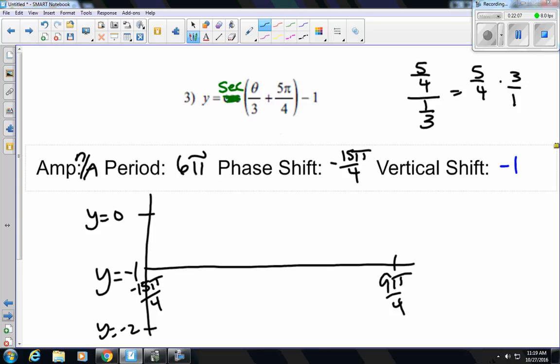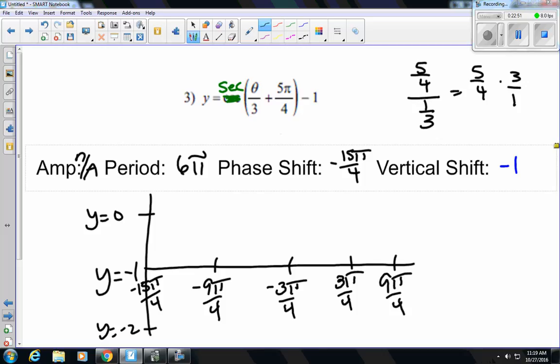So if I take 6 pi and I divide it into 4 equal parts, that gives me 3 pi over 2, or 1.5. 3 pi over 2. How do I turn that into an equivalent fraction with 4? 6/4. So 6 pi over 4. So this, negative 15 plus 6, negative 9 pi over 4. Plus another 6, negative 3 pi over 4. Plus another 6, 3 pi over 4, plus another 6. There you go, 9 pi over 4. That's perfect. Yes, ma'am.